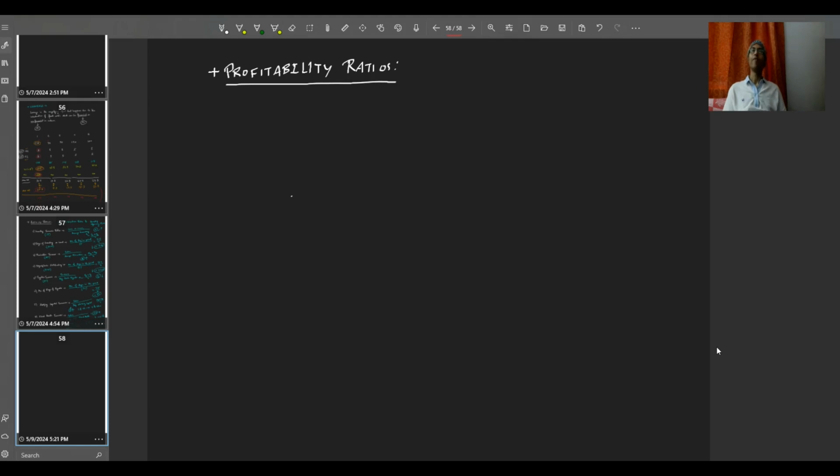Now we'll be looking at the profitability ratios. Profitability is measured in two aspects. One is with respect to sales, another is with respect to assets. When it is measured in comparison with sales, it is called return on sales ratios. And when it is measured with respect to assets, it is called return on asset ratios, or return on investment ratios. So first let us look at the return on sales ratios.